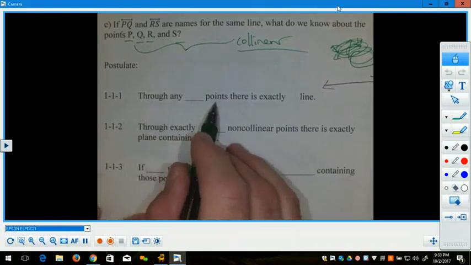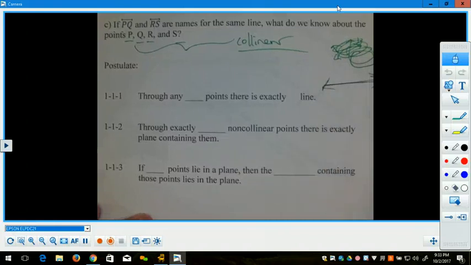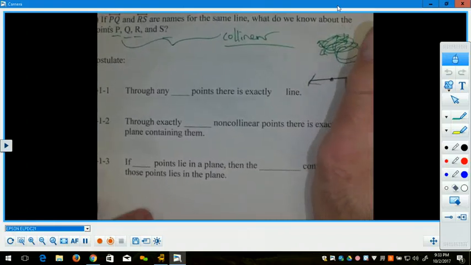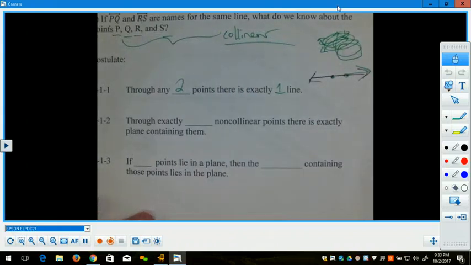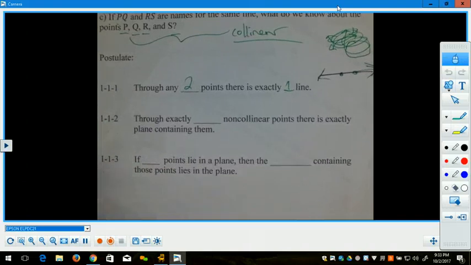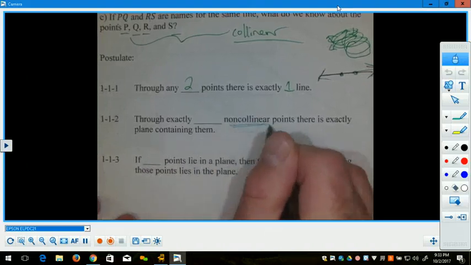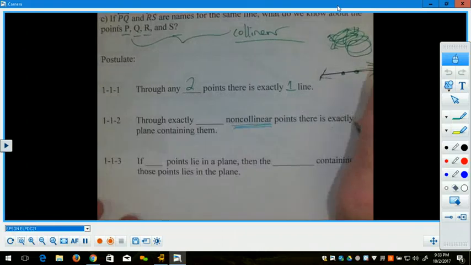So through any blank points there is exactly one line. How do we get a line? Well, you already know this, we've been doing it for a while. You have to have at least two points to make one line. Postulate 1-1-2, we don't memorize them by the name. Most of our postulates will have names that correspond to the geometric shape. Through any three non-collinear points, there is exactly one plane containing them.